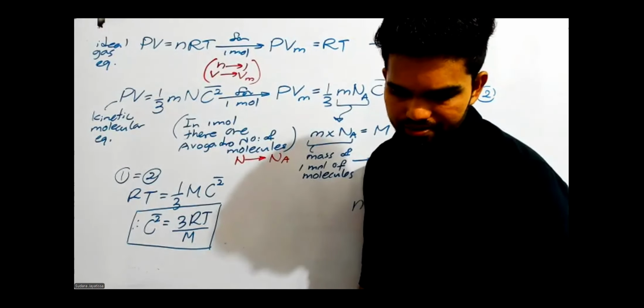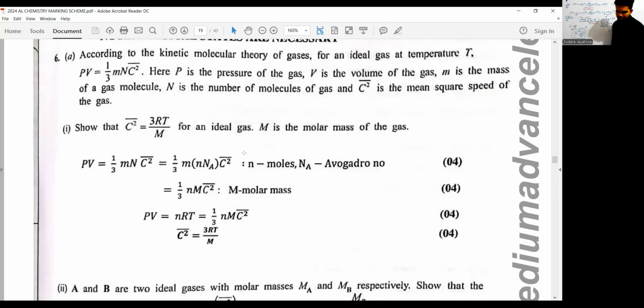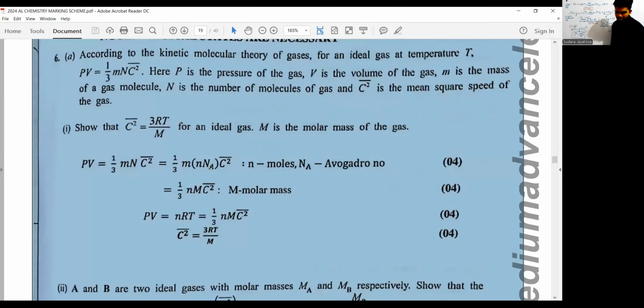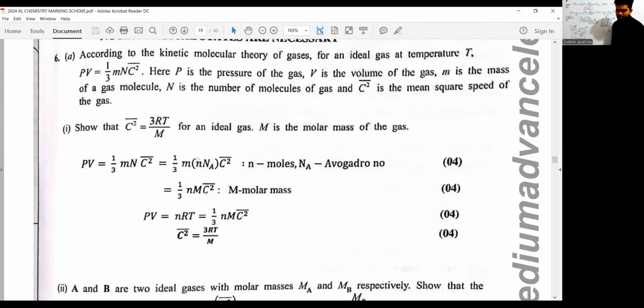Now look at it again. Moles into Avogadro number. Then whatever terms you are introducing newly, you have to define them. Understood? So some marks will be given for that too. And then here you can say simple m into Na, mass of one particle into Avogadro number gives you molar mass. No? So molar mass into simple n. Now simple n is the number of moles.